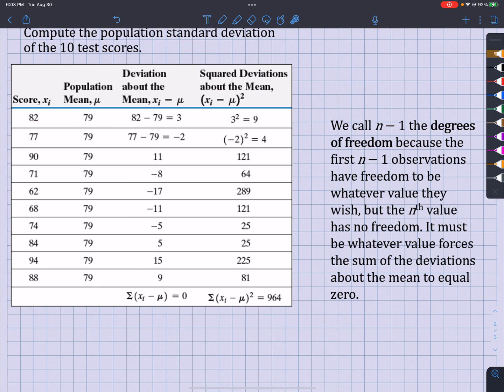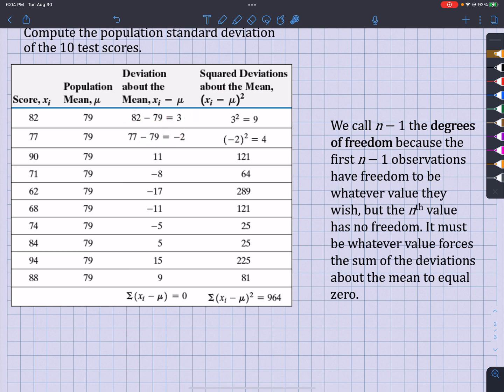Then I subtract these two columns as is: 82 minus 79, 77 minus 79, 90 minus 79, 71 minus 79. So there are going to be positive and negative numbers as we go. If I sum up this column, it's always going to give me 0. But now on this fourth column, I'm going to square this column.